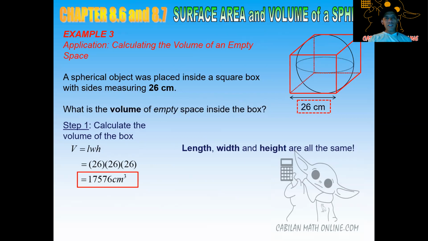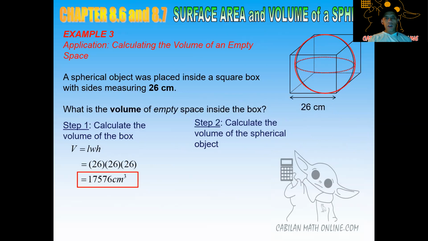Step number 2, we now need to calculate the volume of the sphere. So we have volume is equal to 4 pi r cubed divided by 3. Now, remember that 26 is the entire distance across, which also applies to the sphere. The 26 centimeters with regards to the sphere is the diameter. So what we have to do is take that divided by 2 to get us the radius. That's just one little tiny step that we have to remind ourselves of when we're dealing with anything that deals with circles.